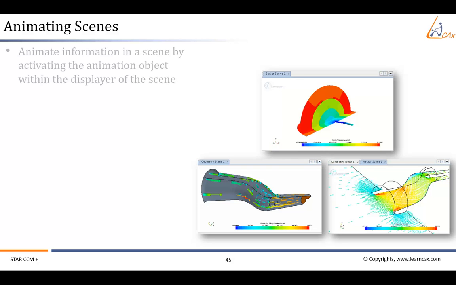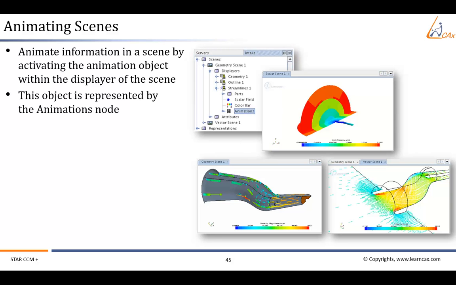We can animate information in a scene by activating the animation object within the displayer of the scene. This object is represented by the Animations node, which has properties and is subject to common menu items.